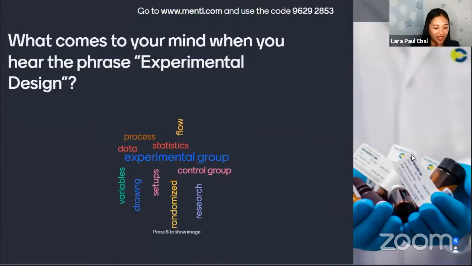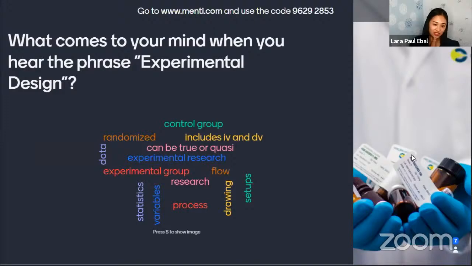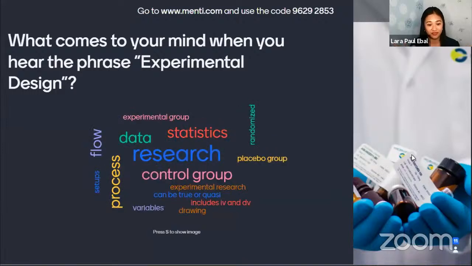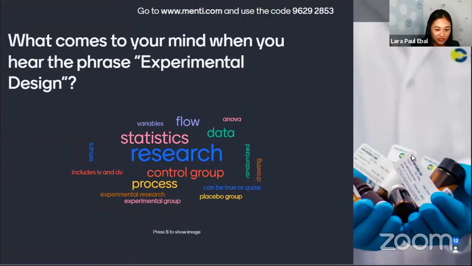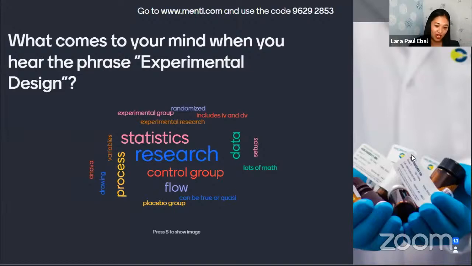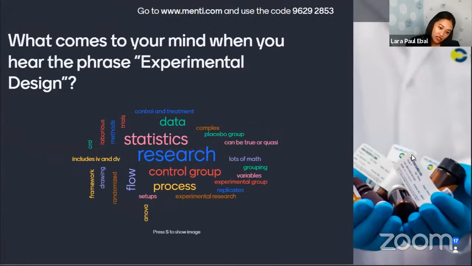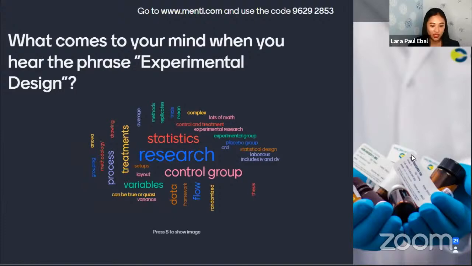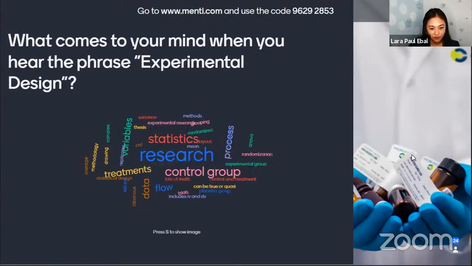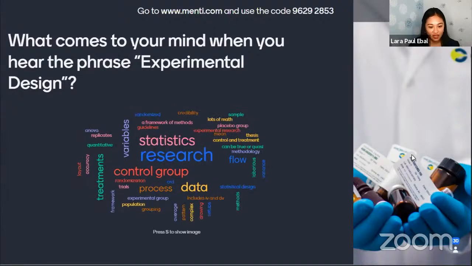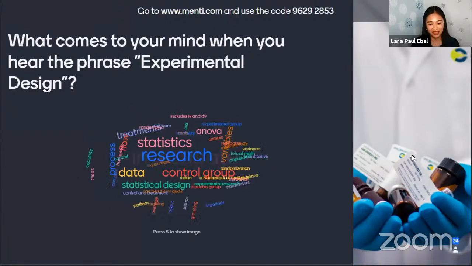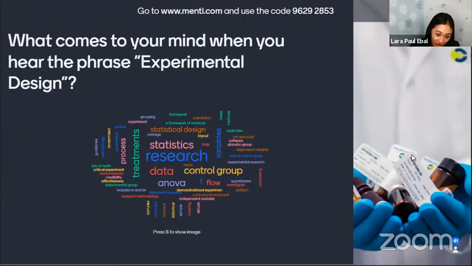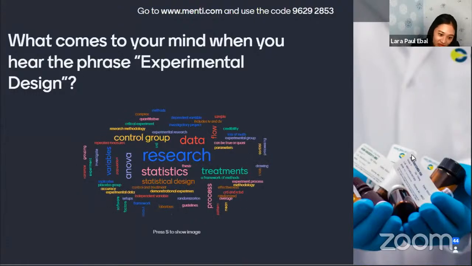Thank you for participating. I see many responses here. So control group, IV, DV. IV is independent variable, DV is dependent variable. Statistics, data, research, setups, trials, methods, randomized, placebo group, layout, grouping, randomization, lots of math. Variance, that's very important. Framework, that's actually the layout.